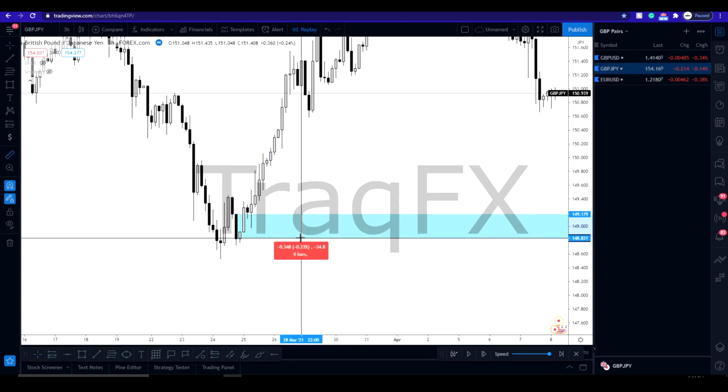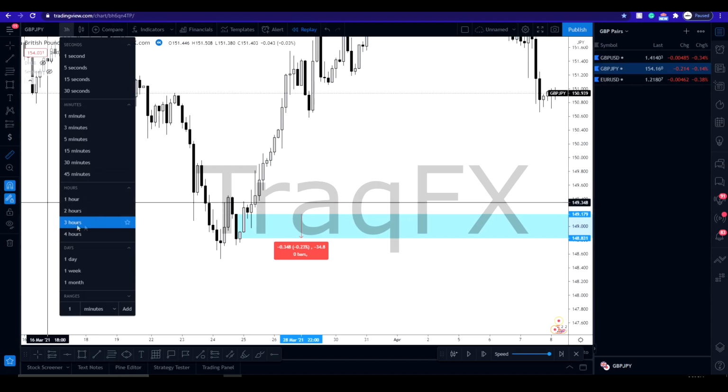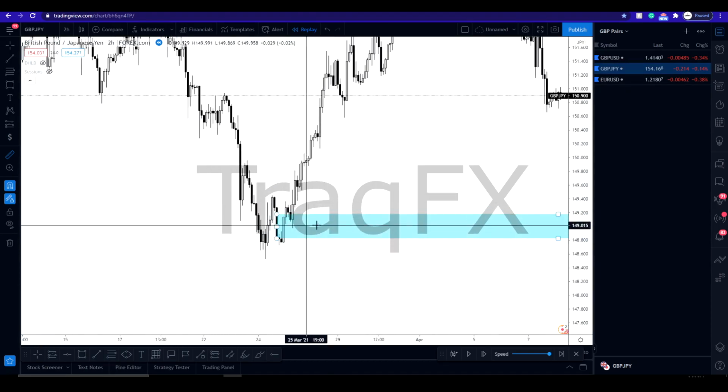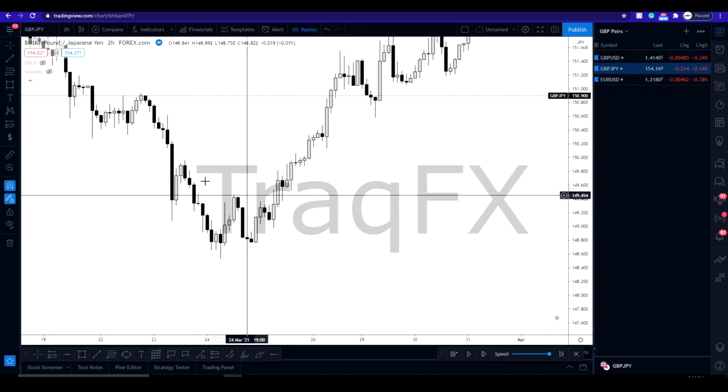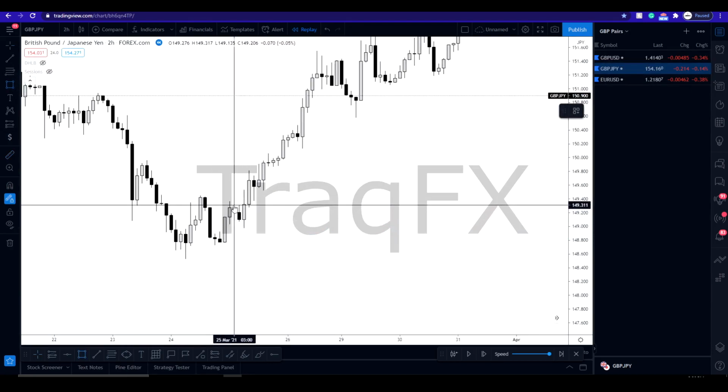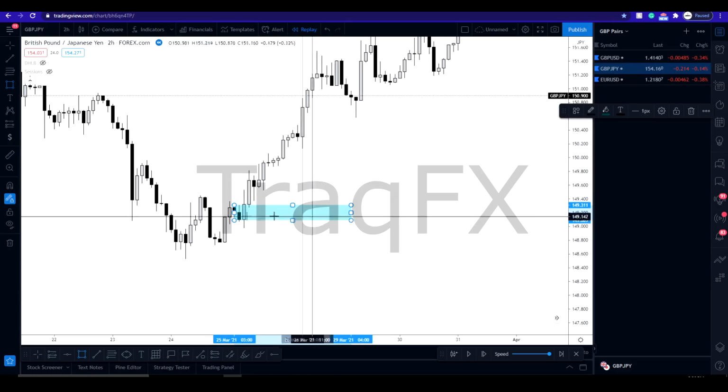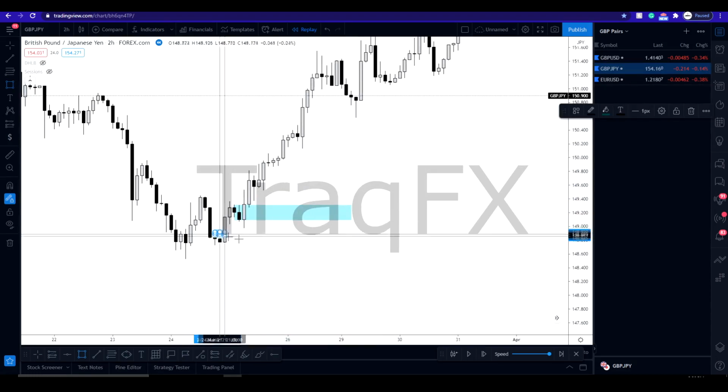So before it was 48, now it's 34. That's like 14 pips I refined it by. So now we're risking less. Now if I go down to the 2 hour time frame, we have another area of interest being this last institutional down candle before the major move up, and this last institutional down candle before the major move up.